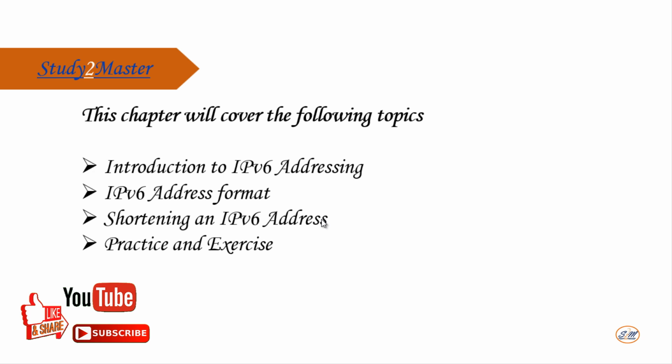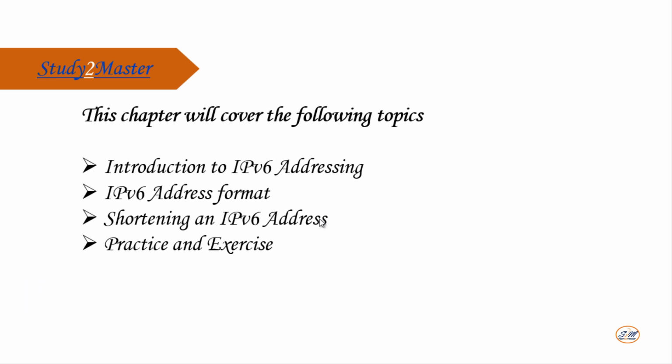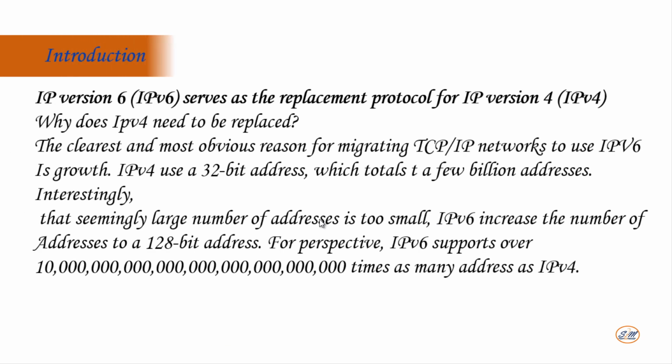So let's start and jump to the next slide. IP version 6 serves as a replacement protocol for IP version 4. Why does IPv4 need to be replaced? One of the challenges with IP version 4 addresses is that we have pretty much run out of addresses that are routable to the public internet.